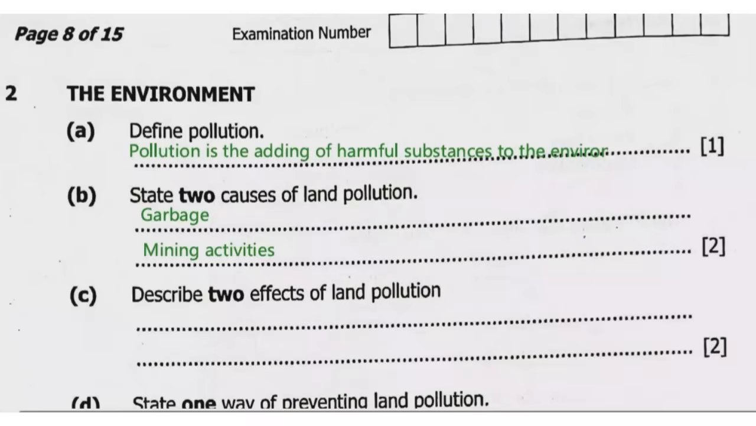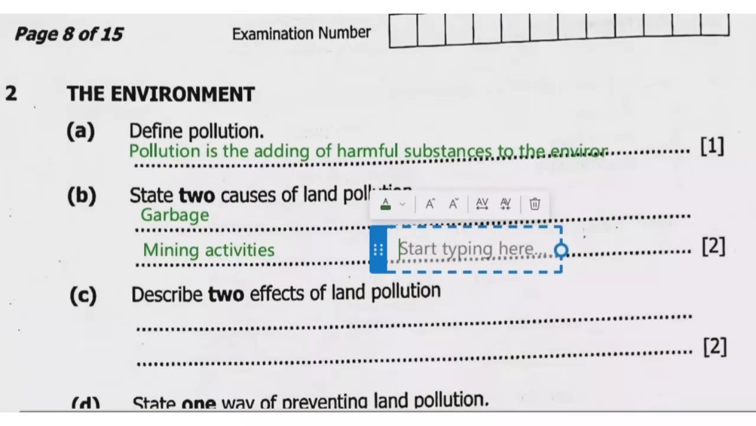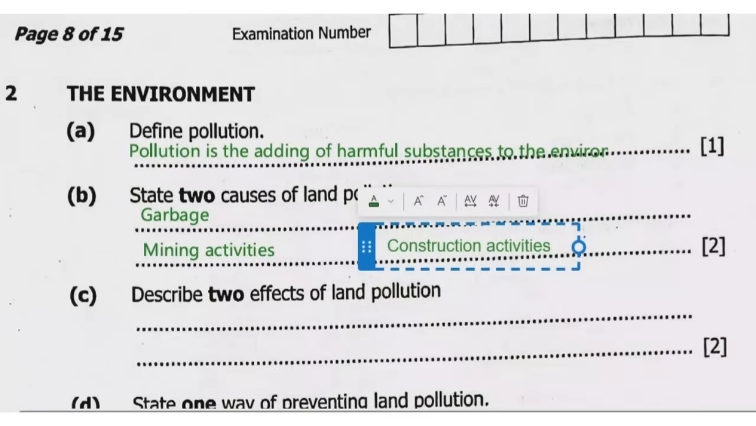So let me also include the third one, which is construction activities. Okay, construction activities. All right, so that is the third one, the bonus one. I'm sure they have asked for 2. Now I've given you 3.